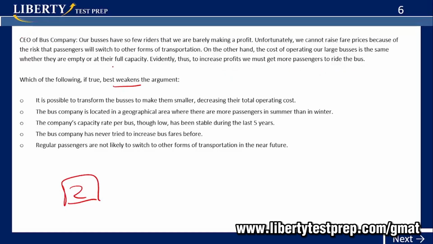And so that last sentence here, evidently, is like it is clear, right? So that's a main conclusion. That's his opinion, that they must get more passengers in the buses to increase profits. Now, I want you to focus on this word, must. We went over this type of words in one of the previous exercises. Just to refresh your memory, we mentioned that these types of words were called extreme words.